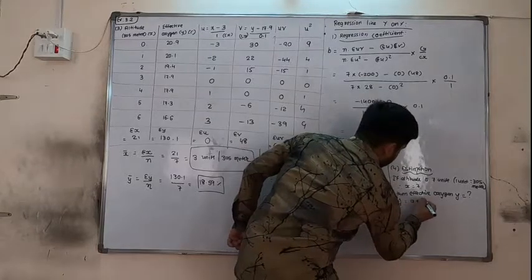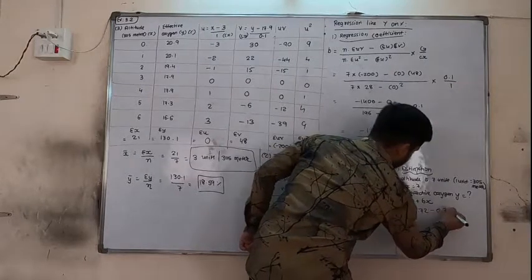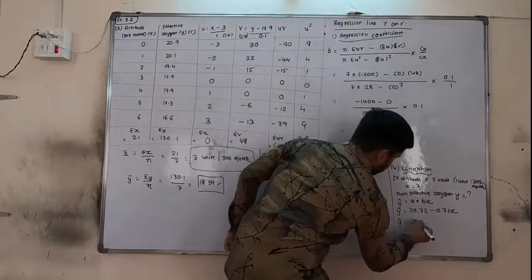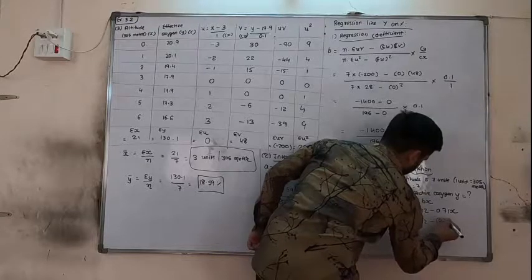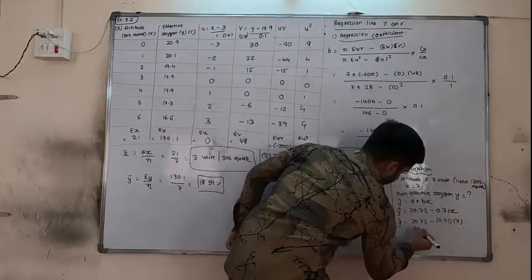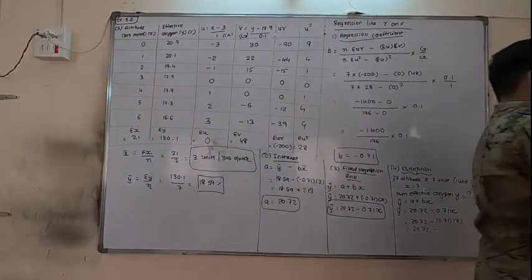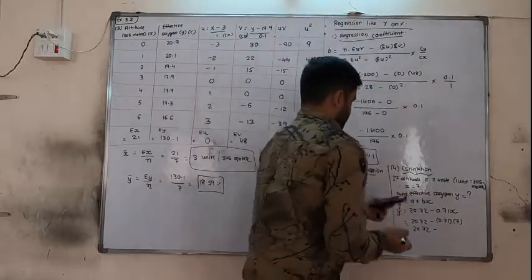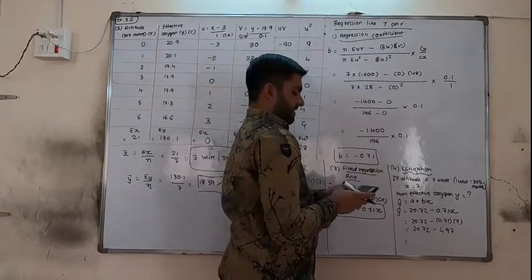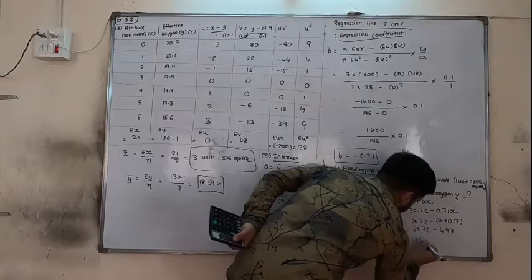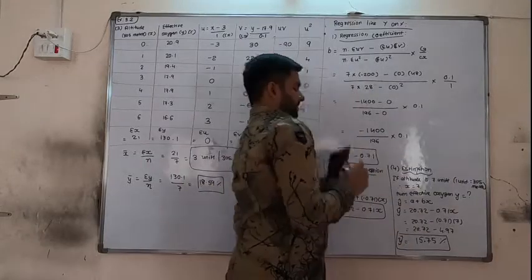So y cap is equal to a plus bx, y cap is equal to 20.72 minus 0.71x. y cap is equal to 20.72 minus 0.71 multiply 7, 20.72 minus 0.71 into 7, 4.97. 20.72 minus 4.97 is 15.75%. Okay.